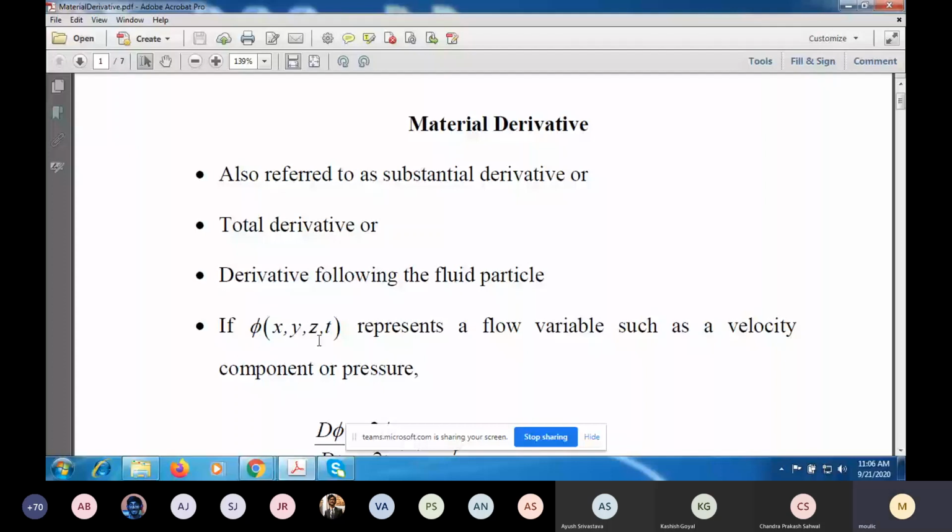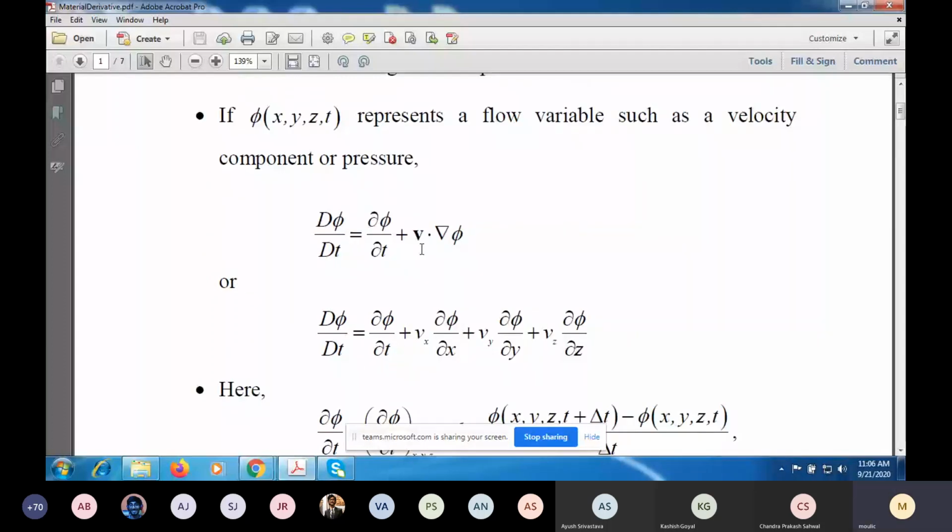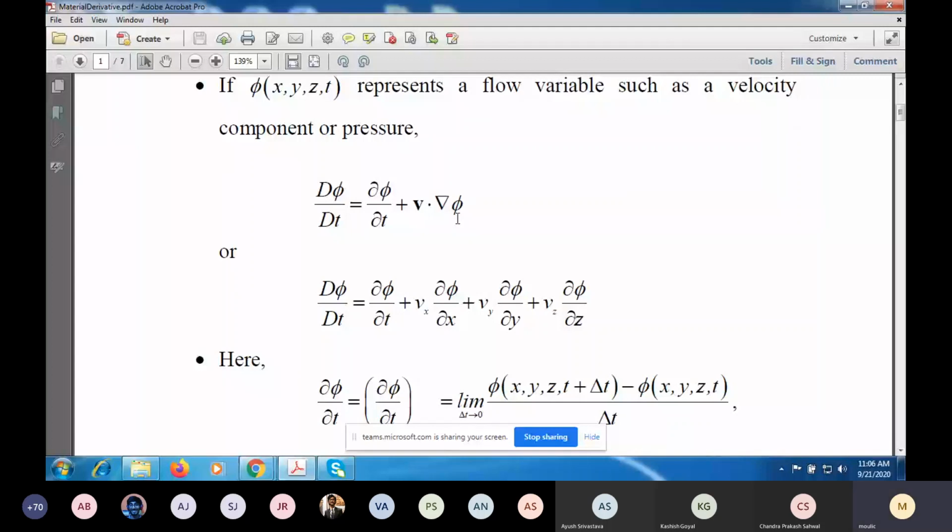And it's common to use this symbol capital D dt. Now in your first level course, you would have derived this. D phi dt is del phi del t plus v dot grad phi, where v is the fluid velocity. So if you use Cartesian coordinates, then v dot grad phi will have three terms, the sum of three terms. So the x derivative del phi del x is multiplied by the x component of velocity vx. Okay. The y component of the y derivative of phi is multiplied by the y component of velocity, and the z partial derivative is multiplied by vz or the z component.